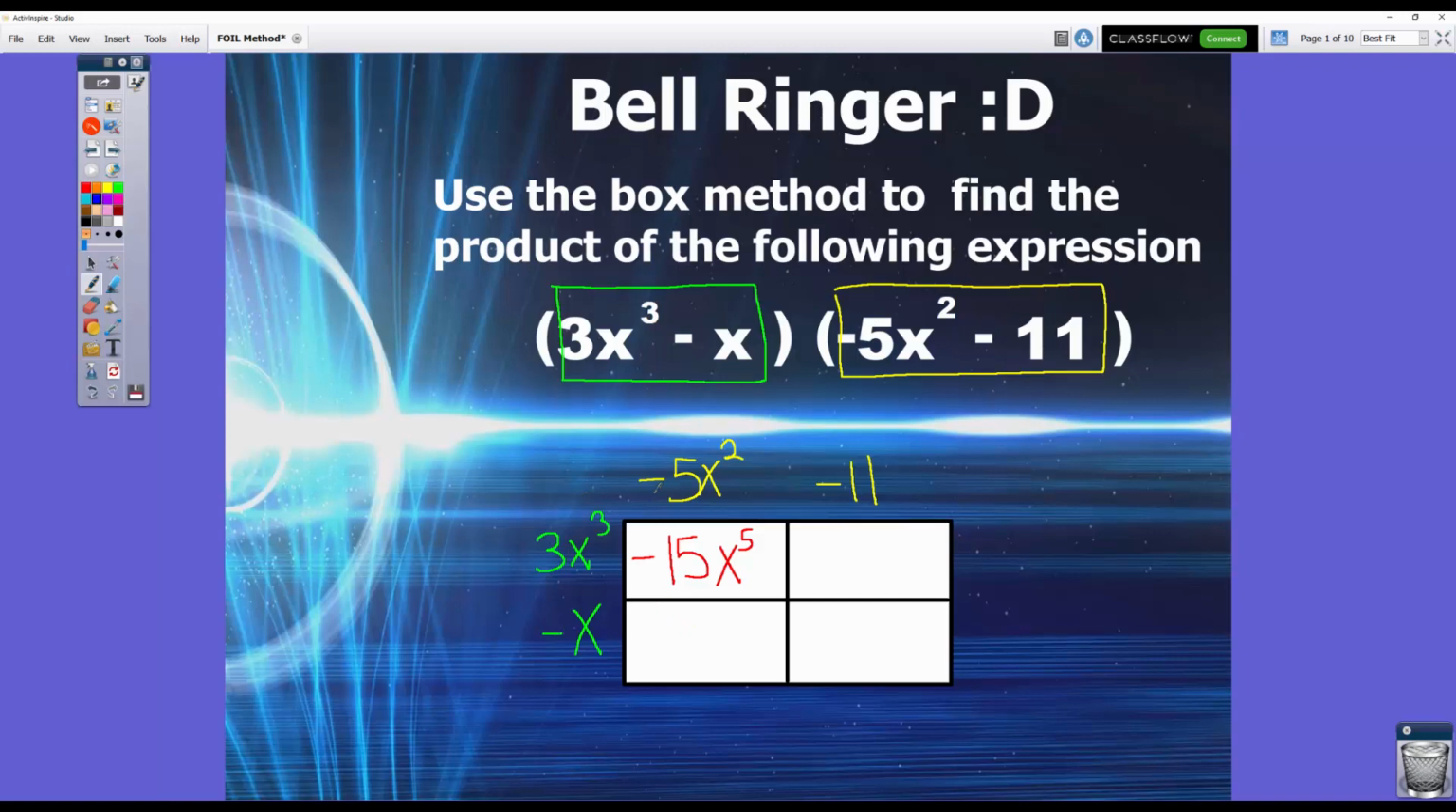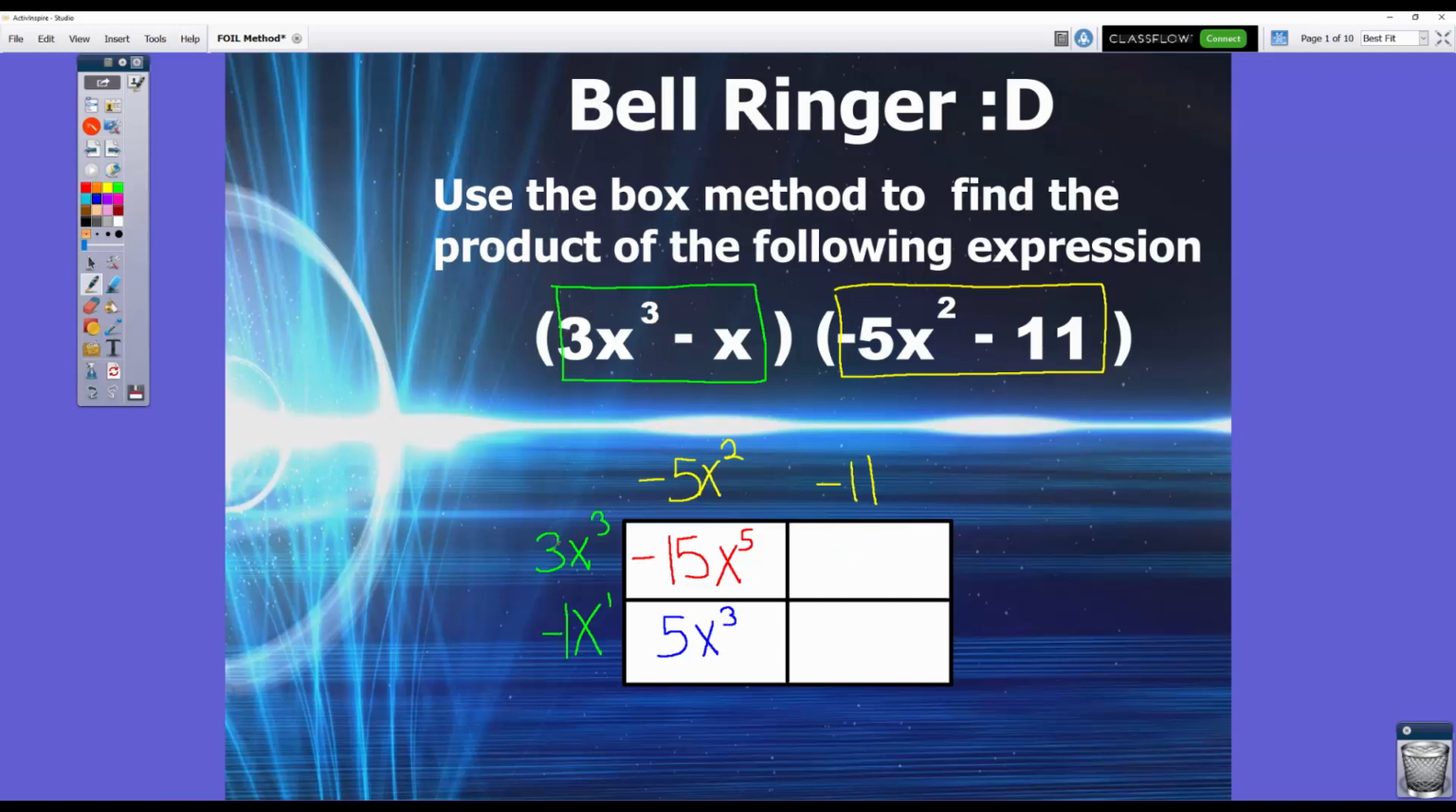We have negative x times negative 5x squared. This does not have a coefficient in front of it, so I'm going to put a 1 there in the front, just because I like to see it. Negative 1 times negative 5 gives us positive 5, and then x to the power of 1. Okay, it has no exponent, which means that it has an exponent of 1. I'm going to multiply those together, and that's going to give us x to the power of 1 plus 2, which is 3.